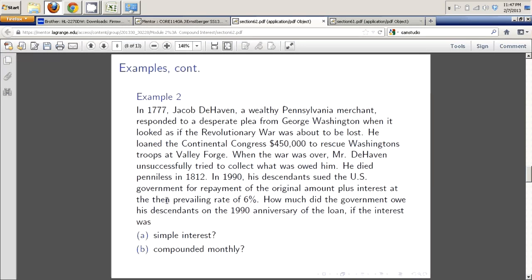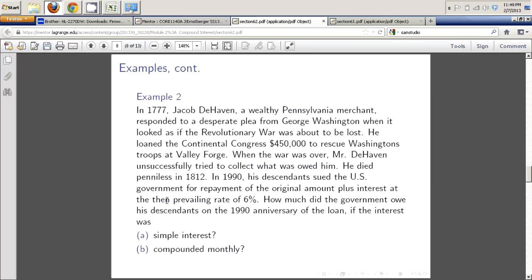Great example. In 1777, Jacob DeHaven, a wealthy Pennsylvania merchant, responded to a desperate plea from George Washington when it looked as if the Revolutionary War was about to be lost. He loaned the Continental Congress $450,000 to rescue Washington's troops at Valley Forge. When the war was over, Mr. DeHaven unsuccessfully tried to collect what was owed him. He died penniless in 1812.